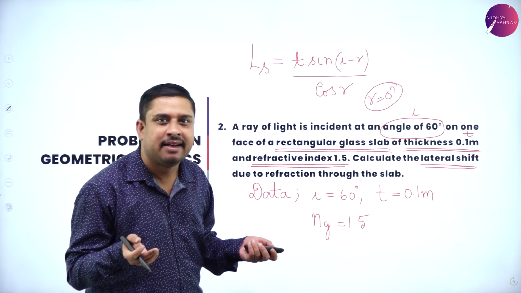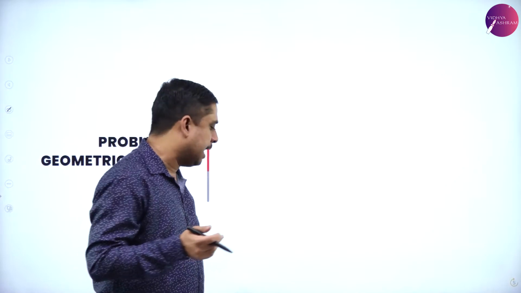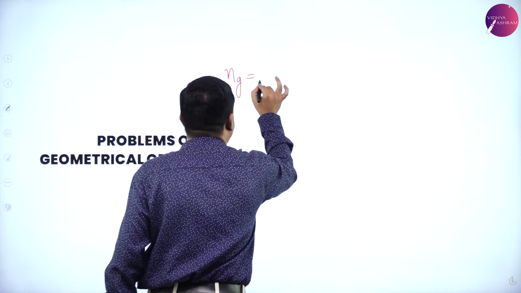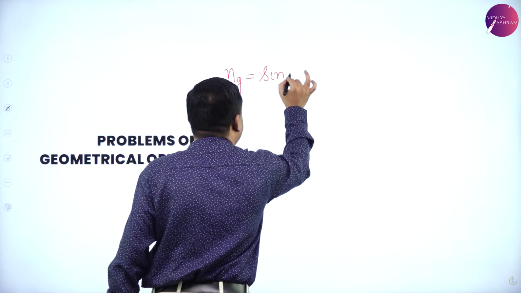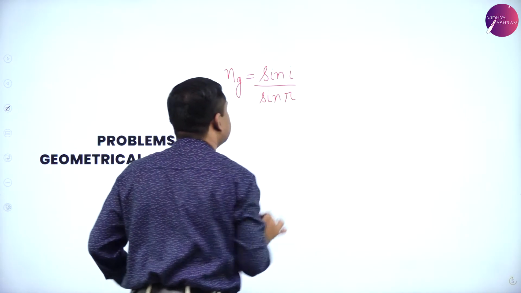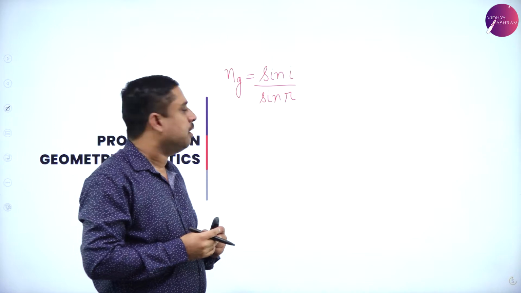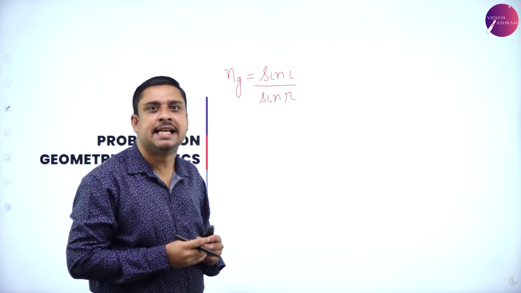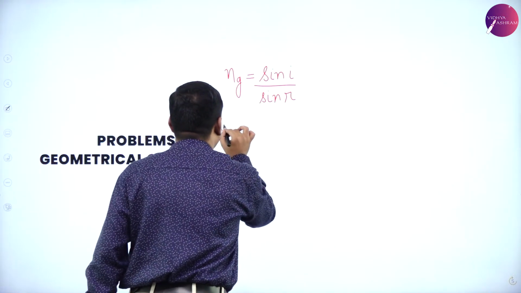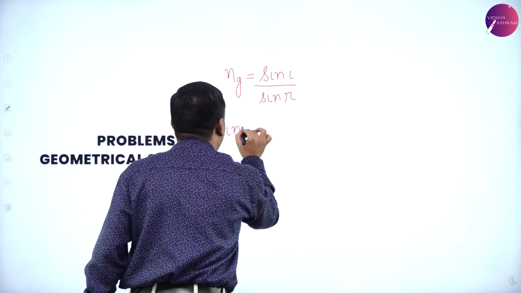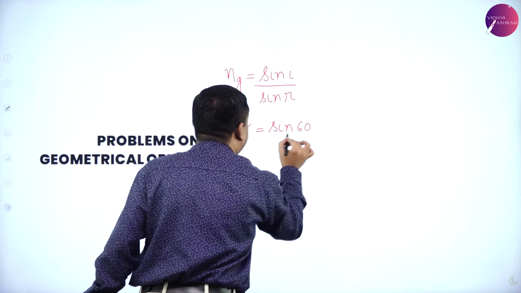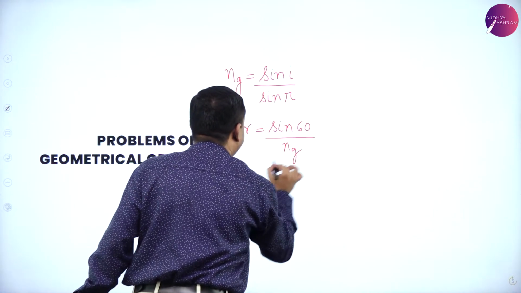What do I do again? Snell's law. Again from Snell's law, NG is sine I divided by sine R. Refractive index of glass is sine I divided by sine R, or sine R is sine 60 divided by NG.